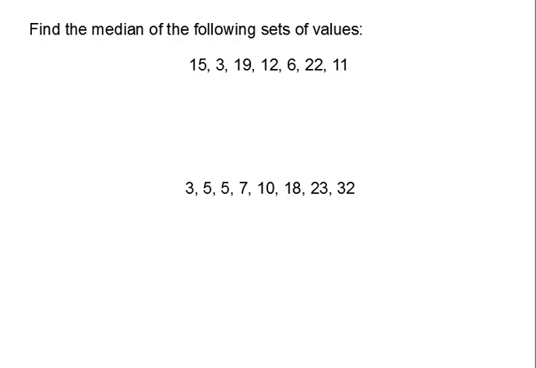My first list that we're looking at starts with the number 15 and goes to 11. You'll notice that these values are not in number order, so the first thing I need to do is arrange them properly. I'm going to start with the number 3, and then I've got 6 and 11, and then 12 and 15, 19, and then finally 22. That is all the values.